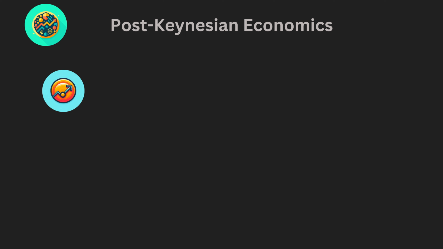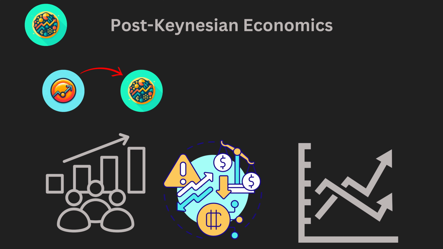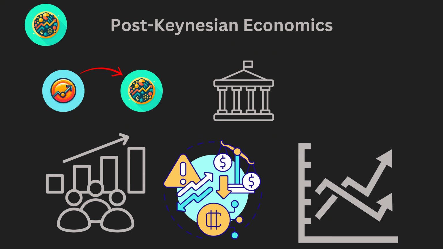Post-Keynesian economics. Building on Keynes's ideas, post-Keynesian economics focuses on the importance of demand in the economy, financial instability, and the role of uncertainty in economic behavior. It advocates for active government policies to regulate markets and address issues of inequality and economic instability.